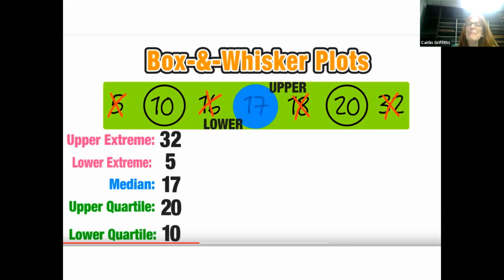And then you're finding the median of the data set, and that's 17. So when you ordered these, you found that number in the middle. In this case, there's 1 number in the middle.